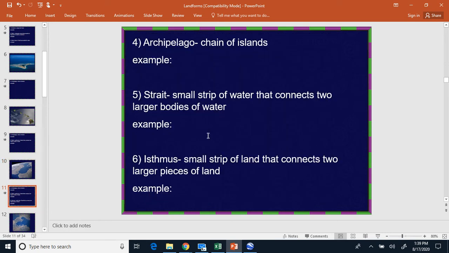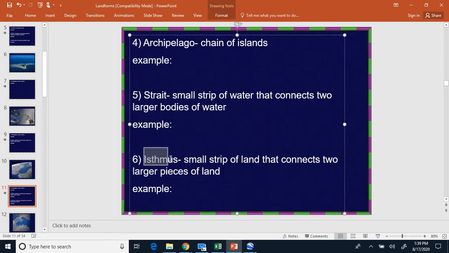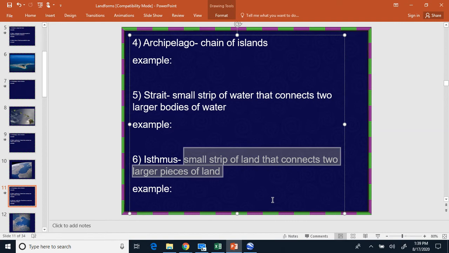So you can see how they match up. All right. And next one, Isthmus. So new bullet, Isthmus. And after you have bullet Isthmus, make a one, small strip of land that connects two larger pieces of land. So the isthmus is the opposite of a strait. A strait is a small strip of water that connects two large bodies of water, while an isthmus is a small strip of land that connects two larger pieces of land together.